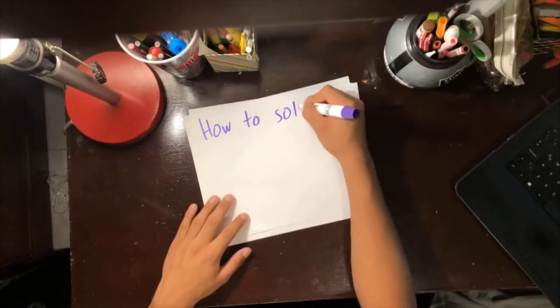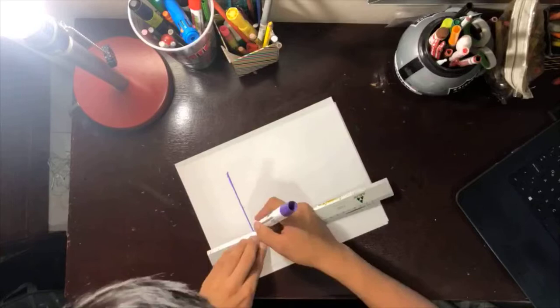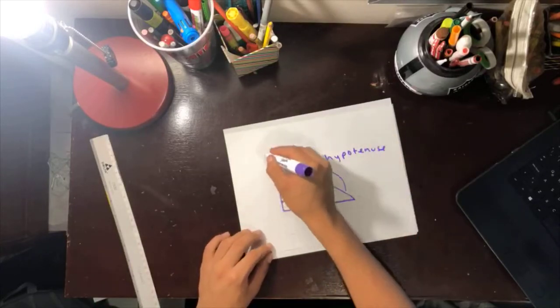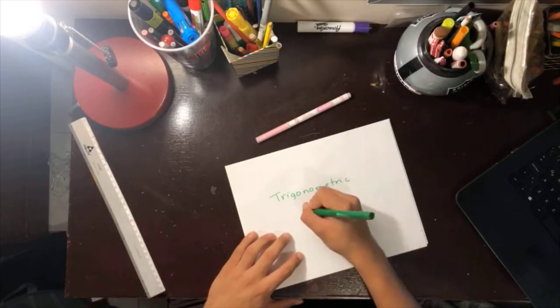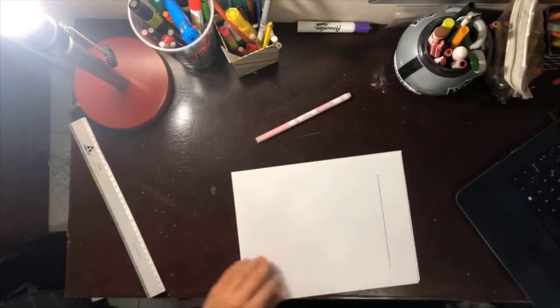Hi, in this video we will teach you how to solve right triangles. In order to know how to solve a right triangle, you need to know that a right triangle is a triangle that includes a 90 degrees angle, one hypotenuse, and two sides. Today you will learn how to solve right triangles by using trigonometric ratios.